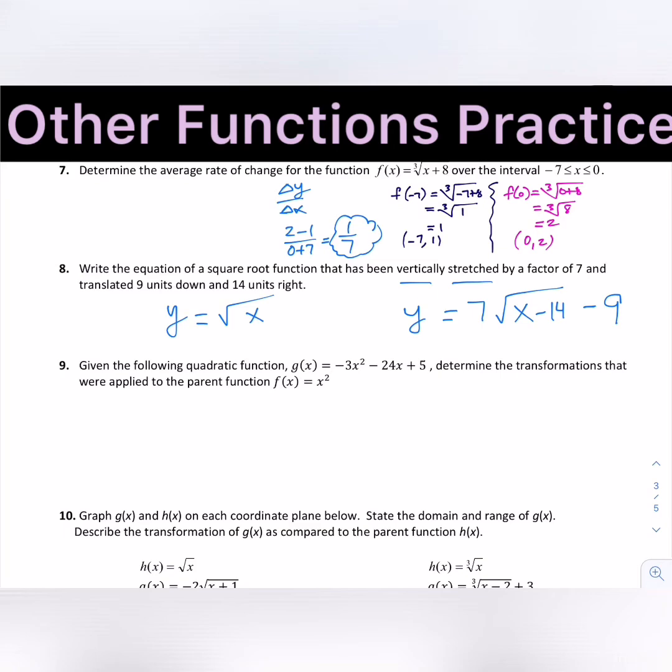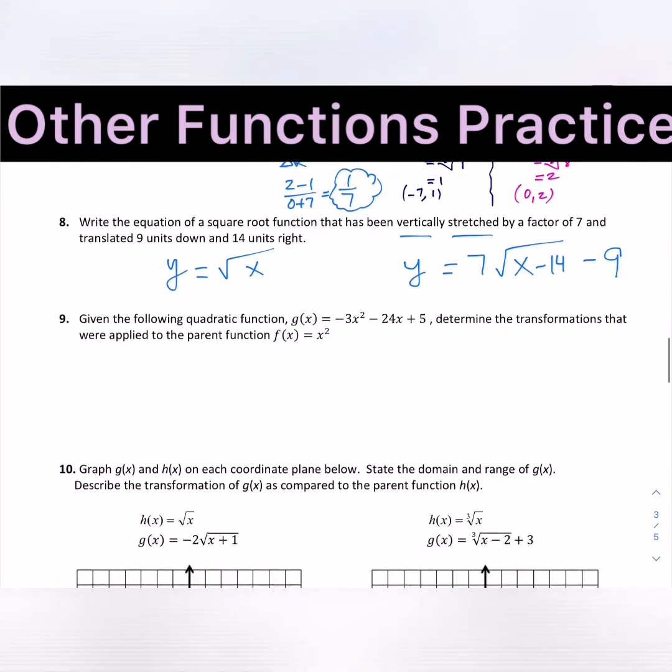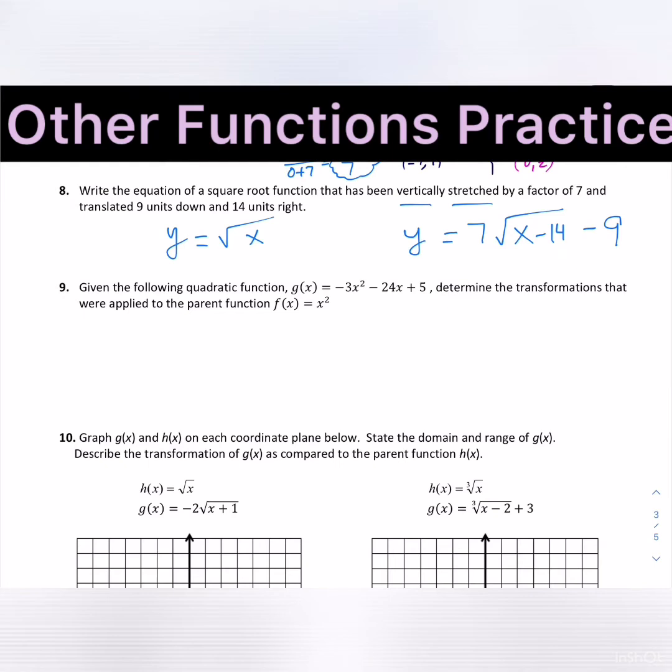All right, we are looking at number 9 now. So we are rolling here. g of x equals negative 3x squared minus 24x plus 5. And I need to determine the transformations that were applied to the parent function. So I need to put this in what is called vertex form. Now, this is not easy to do. We just started working with these types this week. So let's see if we can handle this together.